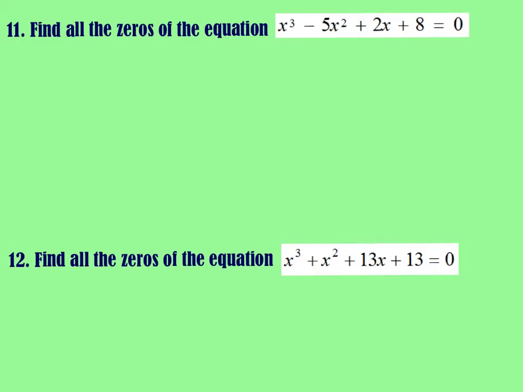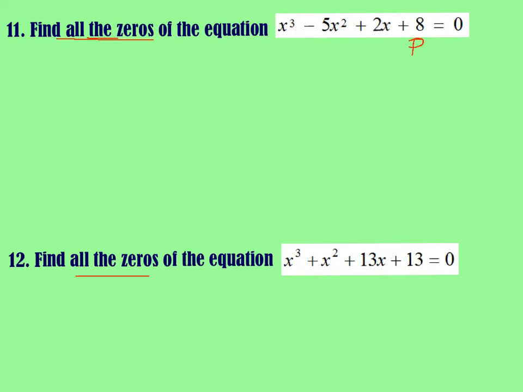Alright, 11 and 12 says find all the zeros. So find all the zeros. That's basically just saying find all your answers. So in both of these problems, we have a degree of 3, so we're going to get 3 answers for each one. For a problem like this, always start off finding your possible roots.